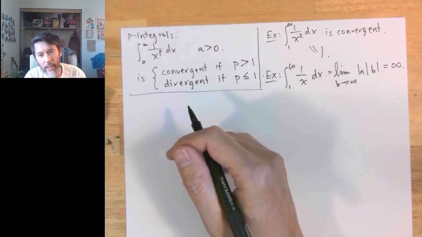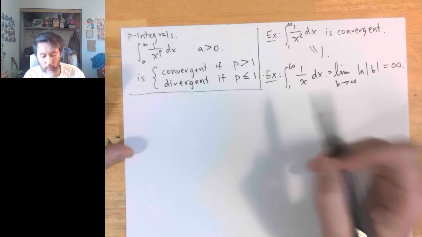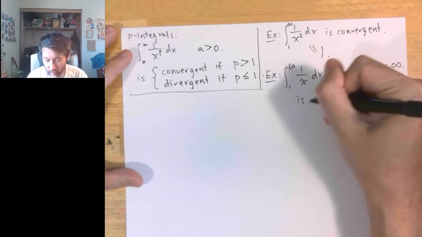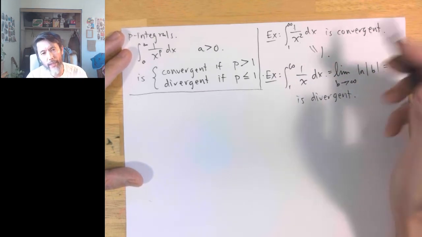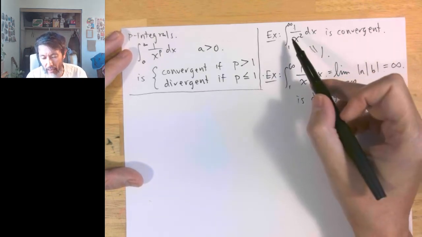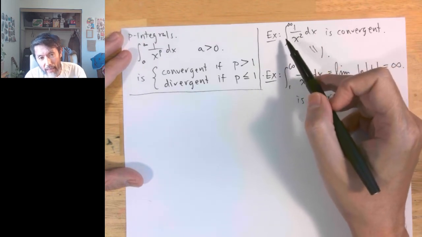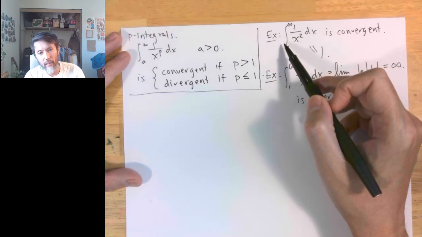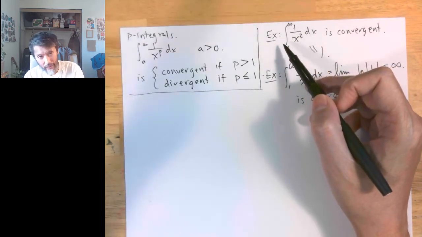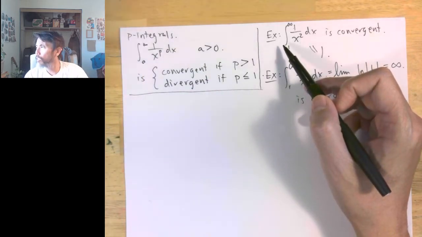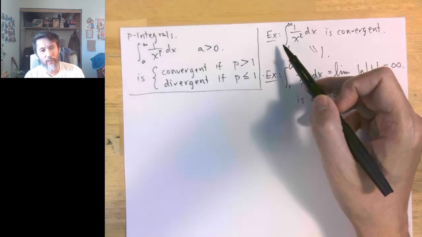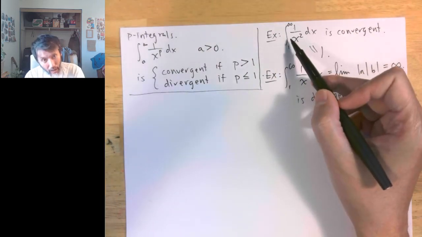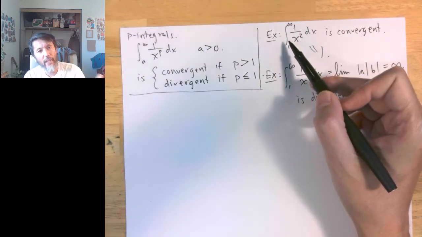What am I doing now? So, right, this is divergent. Remember that what we mean by convergent is that this improper integral converges to some finite number. This is a limit, and it is a finite number.